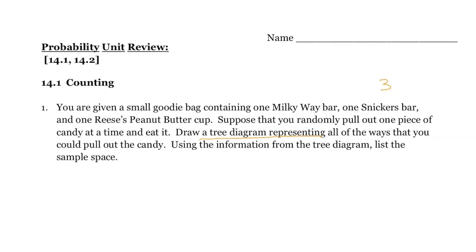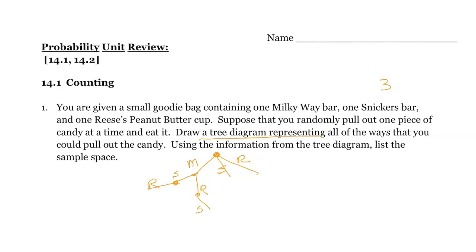Okay, so let's think about this. Initially, notice I'm starting at a single point. This will be Milky Way, this will be Snickers, and this will be Reese's. So the first pull, if I pull the Milky Way, then the second pull will be left, just a Snickers and a Reese's. If I pulled a Milky Way and a Snickers, then I would just have left a Reese's after that for the third pull. If I pulled a Milky Way and a Reese's, then I would just have left a Snickers.